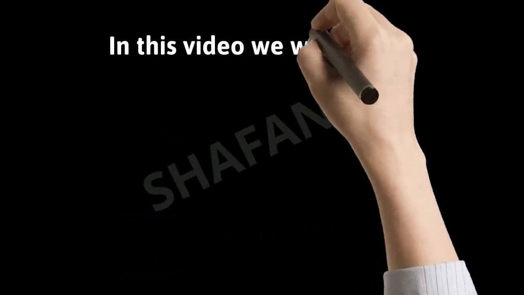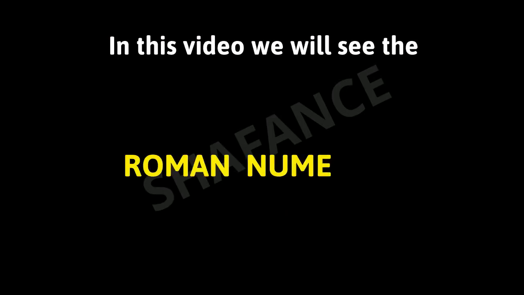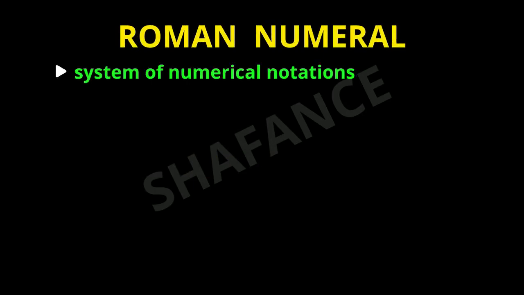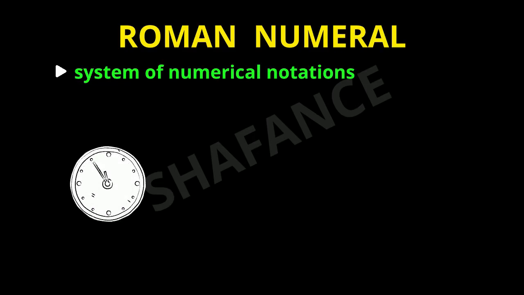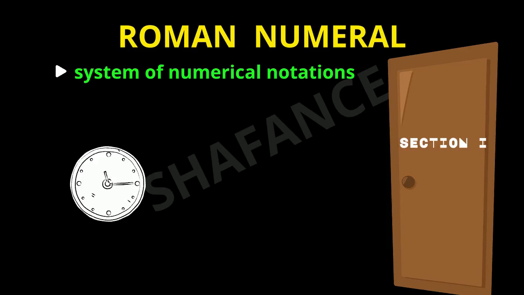In this video, we will see Roman numerals. Roman numeral is a system of numerical notations. So it is like a number system which originated in ancient Rome, and it is still being used at some places. For example, in clocks, we can see Roman numerals are being used, and sometimes classrooms are named based on the Roman numerals.